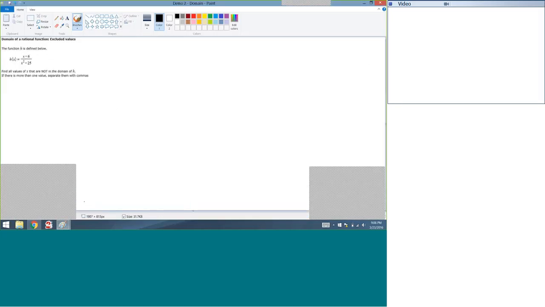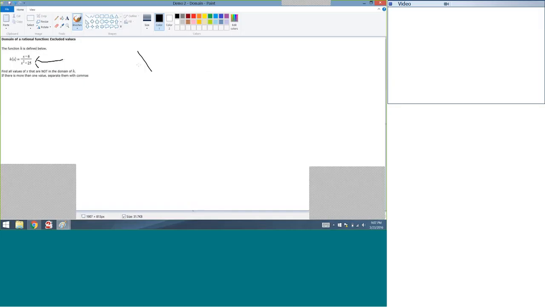Now this one is asking us to look at the domain of rational functions. As we saw with the first one, when we got a 0 in the denominator, that was considered undefined. So if they're asking us to find the domain of a function, or the x values that are not in the domain, that's going to have a lot to do with the denominator, not so much the numerator.